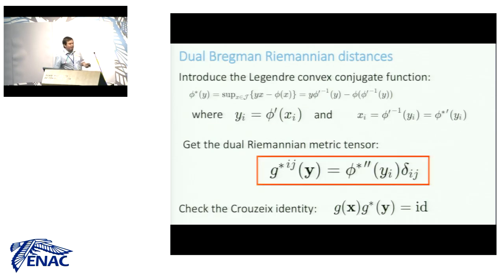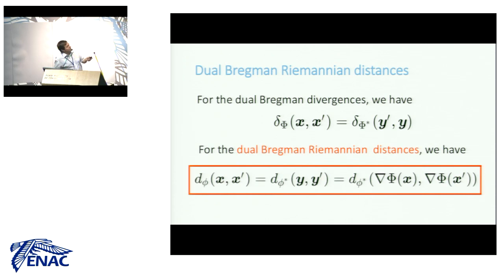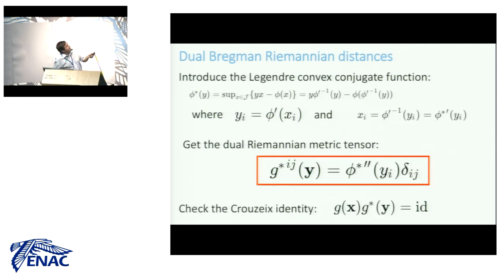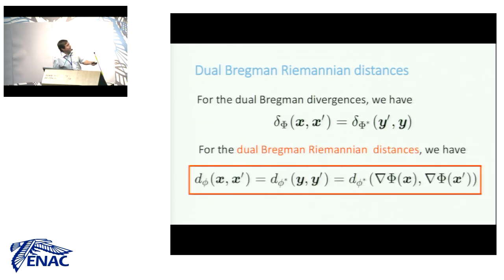Because once we have a Bregman divergence for a potential function, we have also the dual Bregman divergence, we may ask ourselves what is the dual Riemannian distance from the dual potential function. So again, here we plug in the Legendre convex conjugate function, and here we make this kind of dual parametrization by taking the derivative. And we find that the dual Riemannian metric here is just the second derivative of the dual potential function. And again, the Gzyl identity that I mentioned before is that thing.